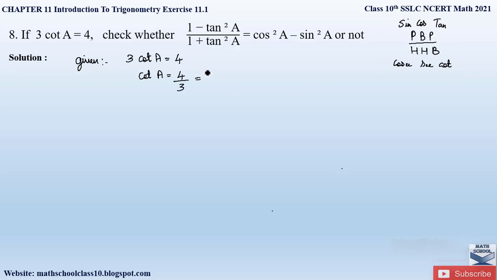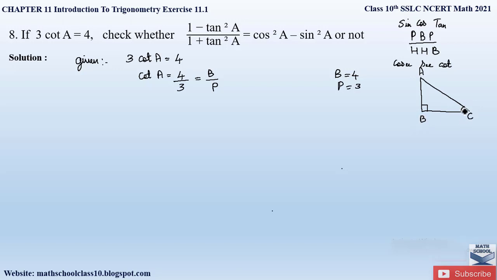So let us write down here base by perpendicular. Our value of base is equal to 4 and the perpendicular will be equal to 3. They have given us the base value as equal to 4 and the perpendicular value as equal to 3. So these form the two sides of a right angle triangle. This is a right angle triangle. So let us name it as A, B and C.